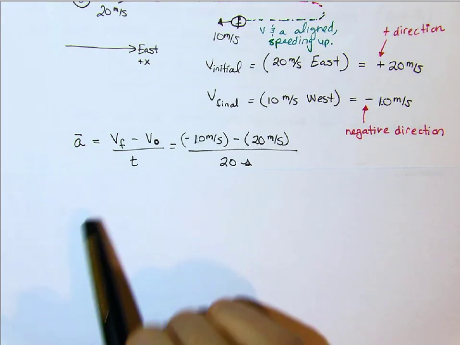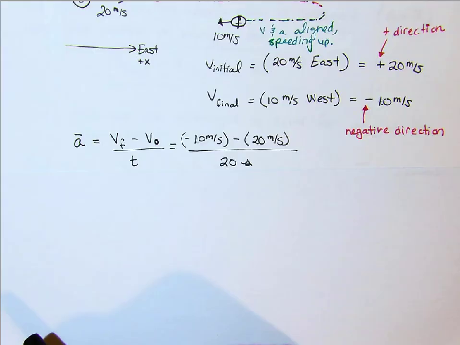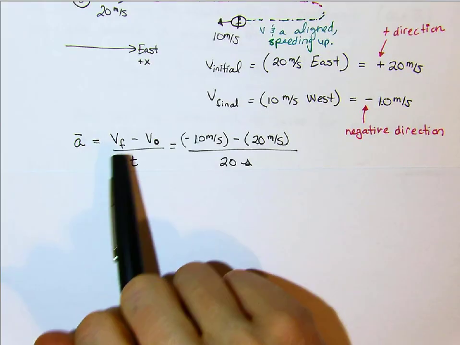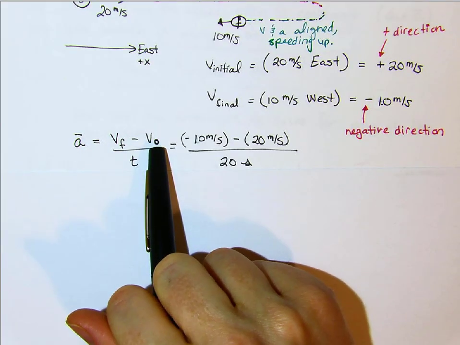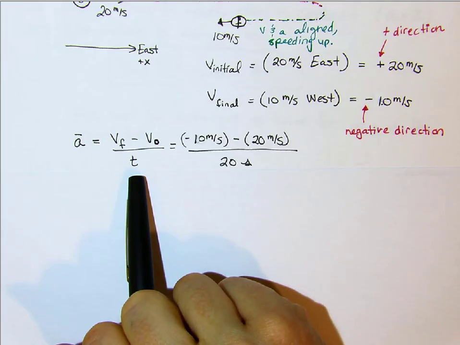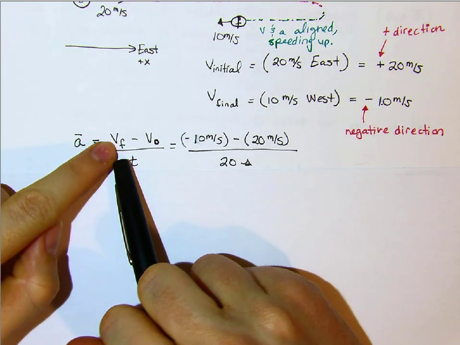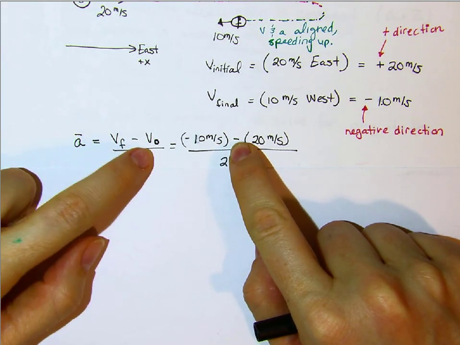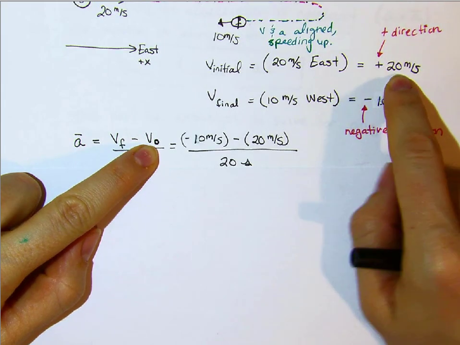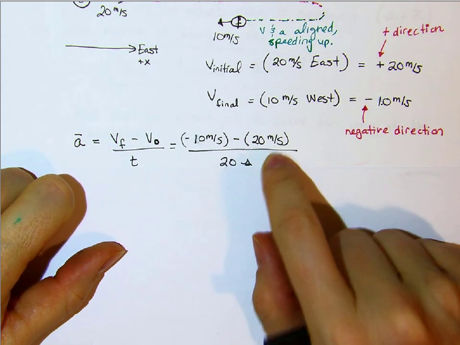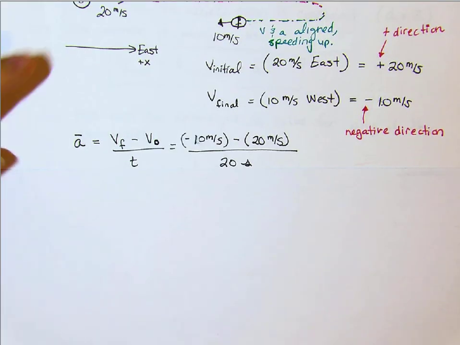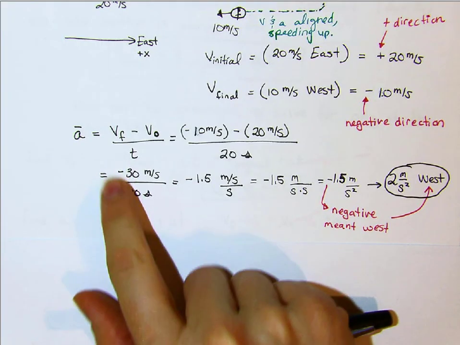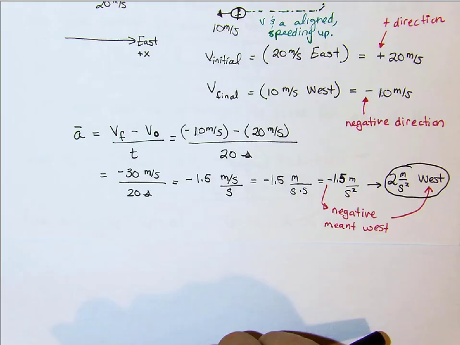So then I grabbed the acceleration equation, nice and abbreviated, nice and short, but let me just read through it real quick. The average acceleration is going to be equal to the final velocity minus the original velocity divided by the time interval. So the final velocity was negative 10, so we plug it in, minus the original velocity, which was positive 20, we plug it in, divided by the time taken, 20 seconds. So we end up with negative 30 meters per second divided by 20 seconds. Doing the math here, I get negative 1.5.